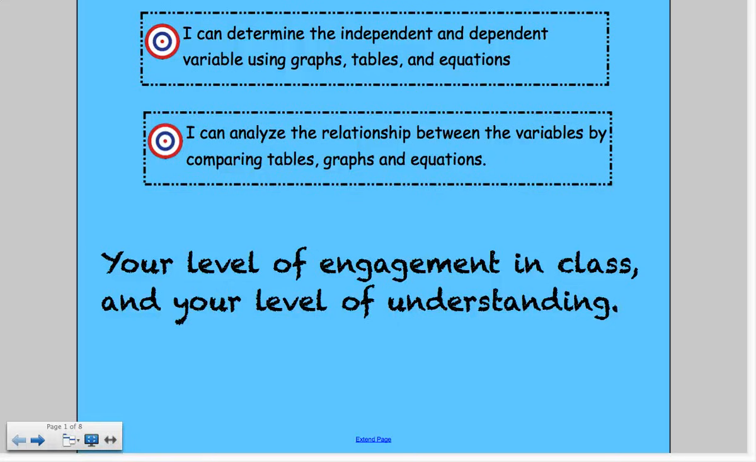Hey mathematicians, in this lesson we're going to be determining the independent and dependent variables, and then we'll also be looking at the relationship between the variables. Now we're going to start with an example. We would like to identify the independent variable in this situation: your level of engagement in class and your level of understanding. By the end of the lesson, you should be able to find the independent variable of this situation.